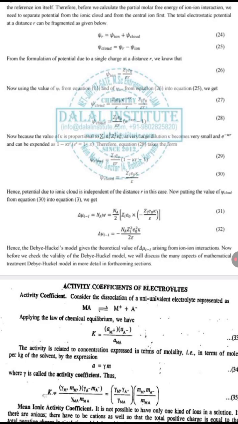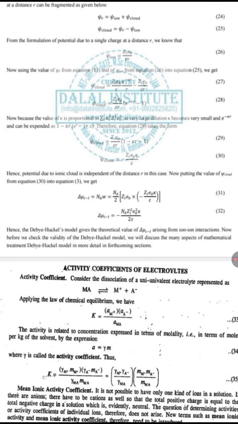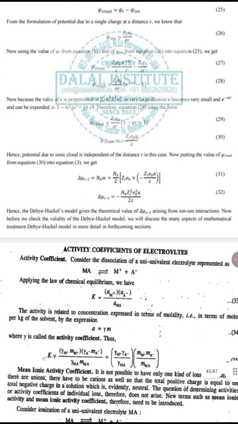The total electrostatic potential at a distance r can be fragmented as given below. Psi r equals psi ion plus psi cloud, equation 24. Psi cloud equals psi r minus psi ion, equation 25. From the formulation of potential due to a single charge at a distance r, we know that psi ion equals zi into e naught by e r, equation 26.